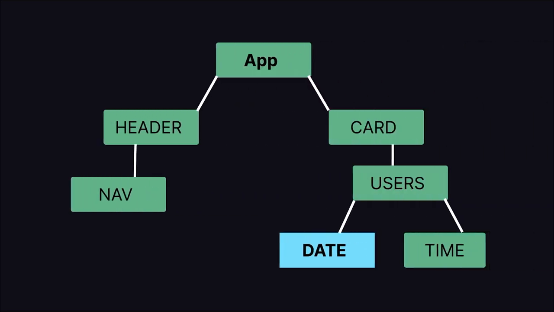So I have an app, header, nav, card, users, date and time component, and inside the app component I have some sort of data. And let's suppose I want to use that data inside the date component, so how can I go about using that? Well, first of all, we are going to be passing that data to the card component. Then we are going to be passing that data to the user component, and after that we are going to be passing that data to the date component, and then we will be able to use that.